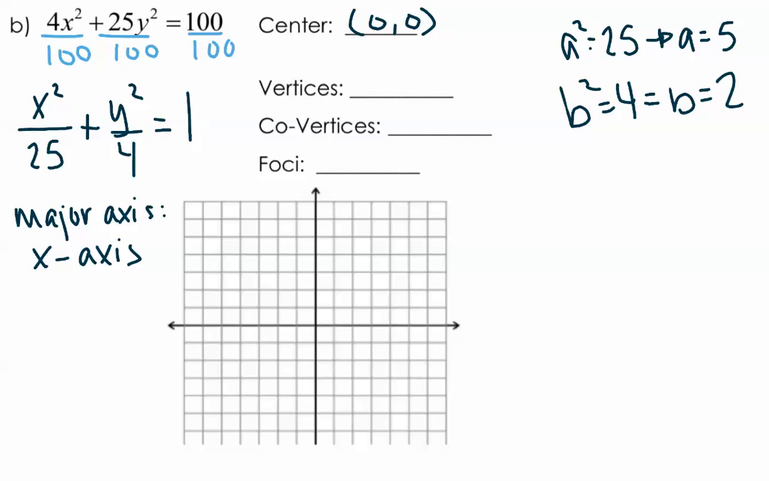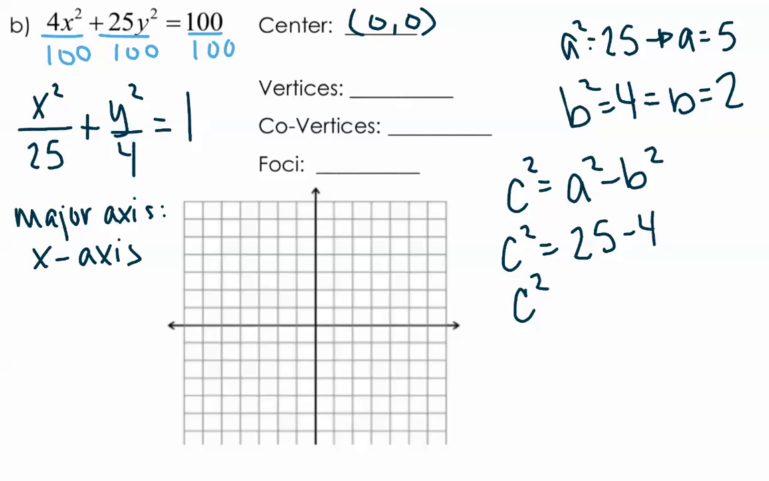Now I want to go ahead and figure out what c is. So c squared equals a squared minus b squared. That's my foci formula. You're going to have to know that. So c squared equals 25 minus 4, which means c squared equals 21, which gives me c a value of about 4.6. So again, we're going to go ahead and just round to the nearest tenth. So now we're ready to graph. We have everything we need.